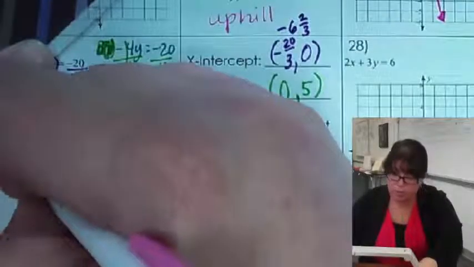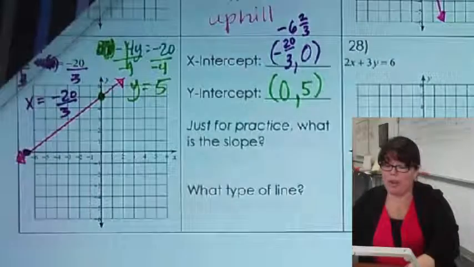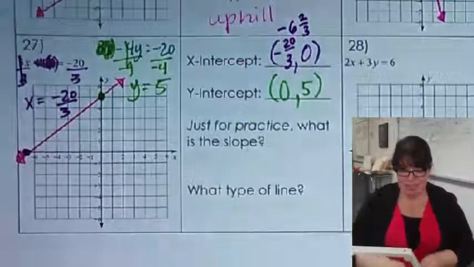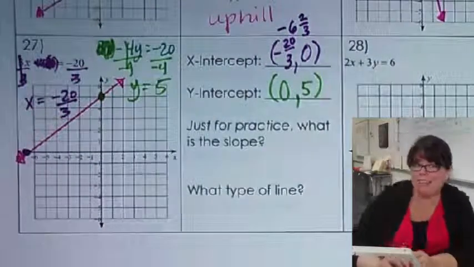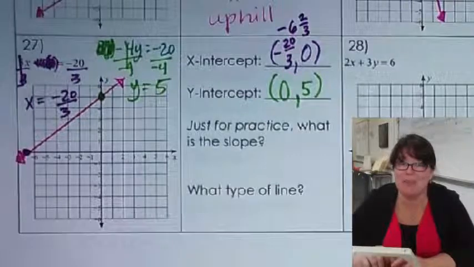Make sure to put the arrows on both ends. That's an important part of graphing a line. Some of my students like to forget that part. So make sure that you're putting those arrows on there.